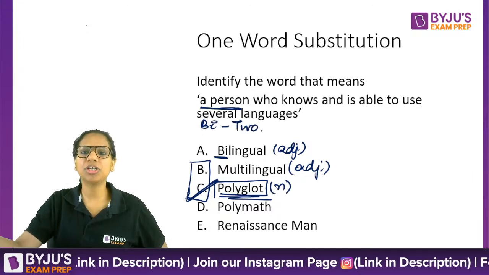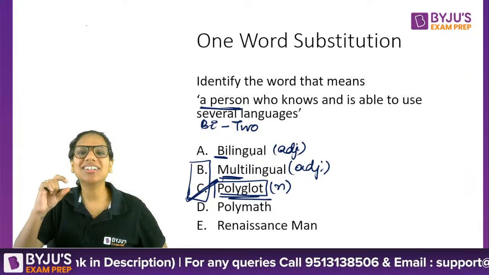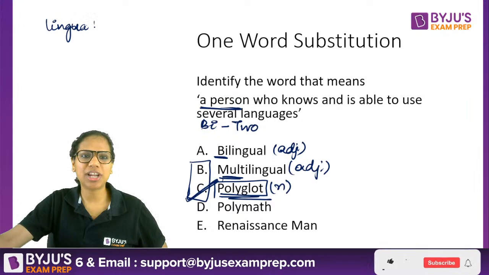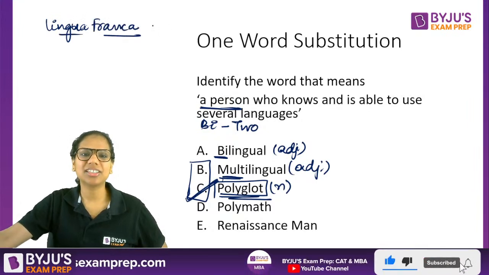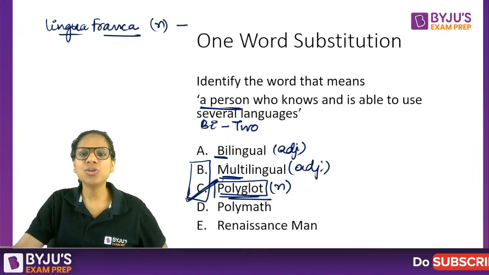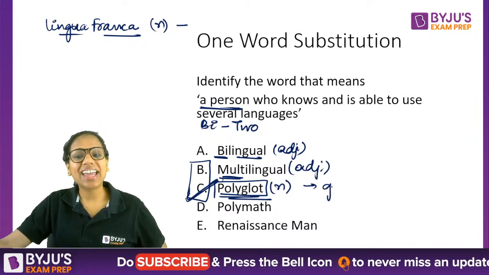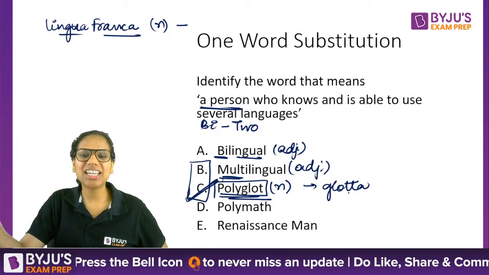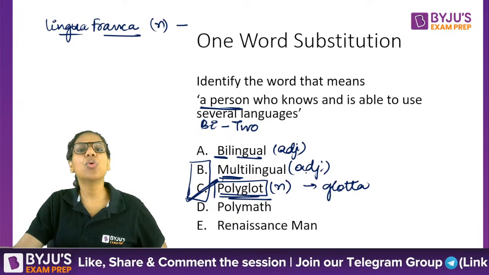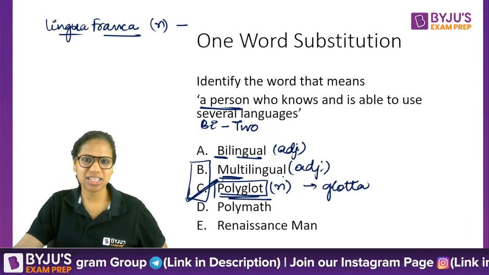Bi means two. So somebody who is very well versed with two languages is bilingual. Multi, many. Lingua is actually tongue, right? That's why lingua franca. You must have heard of this term, lingua franca, the language of the people. The language that is commonly spoken and understood in a place is called the lingua franca of that place. So, lingua is tongue, bi is two, multi is many, poly again many, glotta again means tongue. So, a polyglot is a person who knows and is able to use several languages. Multilingual is a quality that a person possesses.